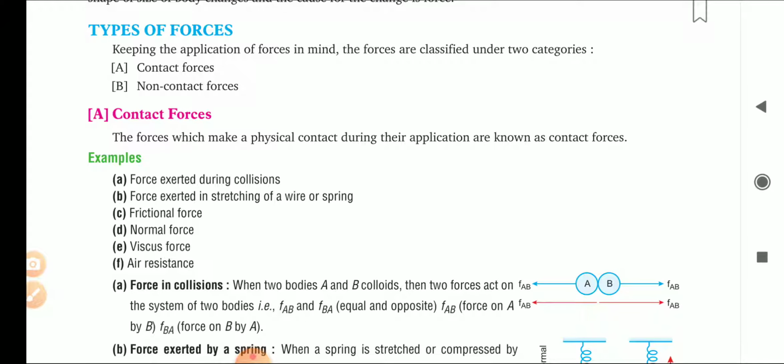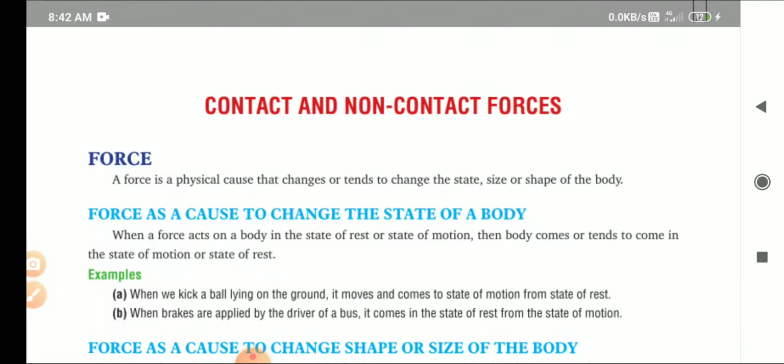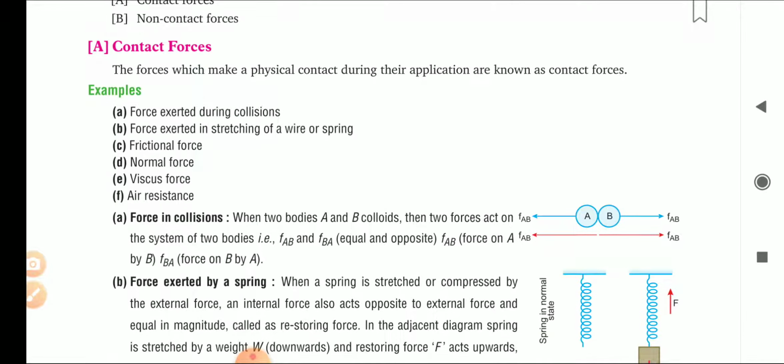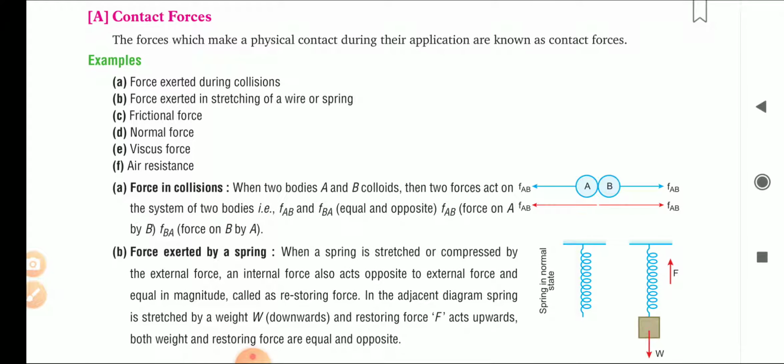Okay, so basically we are going to study about contact forces and non-contact forces. First and foremost, we will see the contact forces. As I have told you, the forces which make a physical contact during the application are known as contact forces.